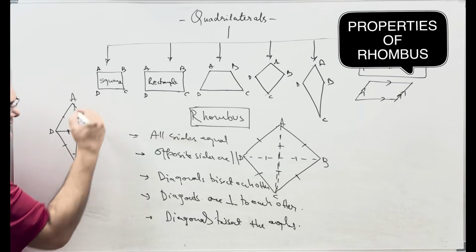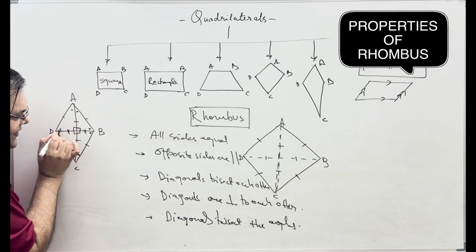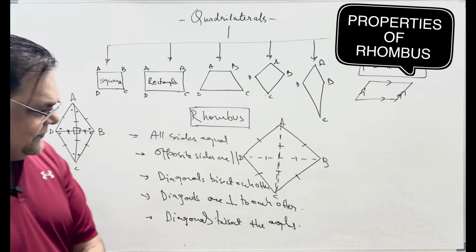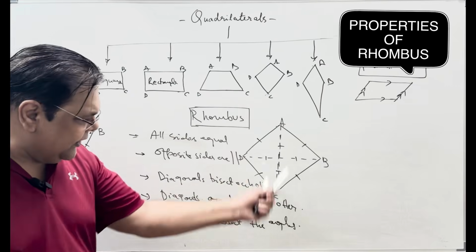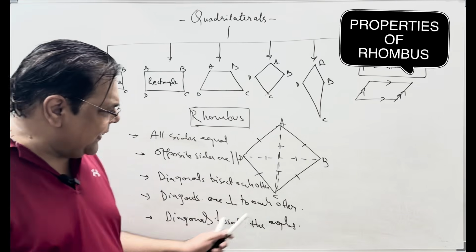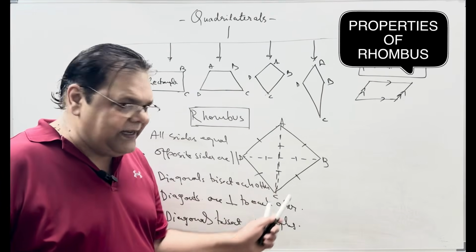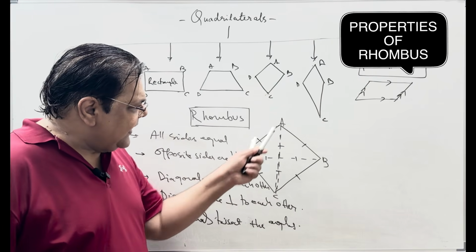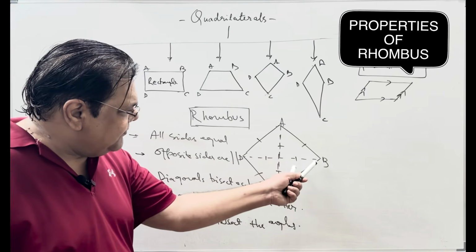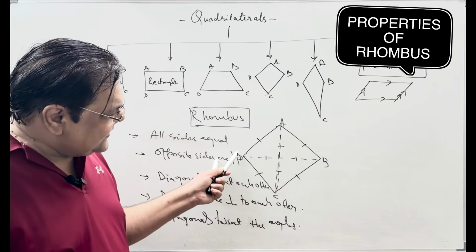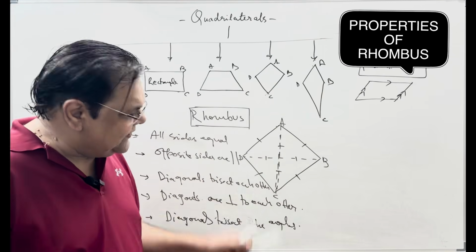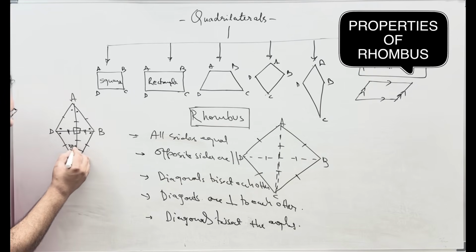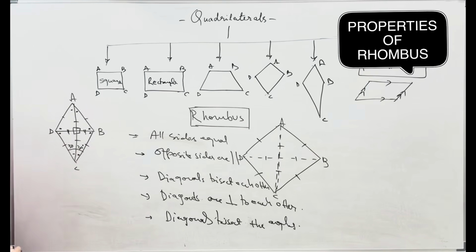This is equal to this, equal to this, equal to this. So all the sides are equal, opposite sides are parallel, diagonals are perpendicular to each other, and diagonals bisect the angles: angle DCB, angle CBA, angle BAD, angle ADC. So BD bisects the angle ADC. Let's say if it is 60 degrees, if you join the diagonal, this will be 30, this will be 30 in a rhombus.